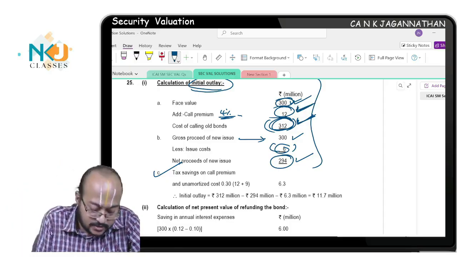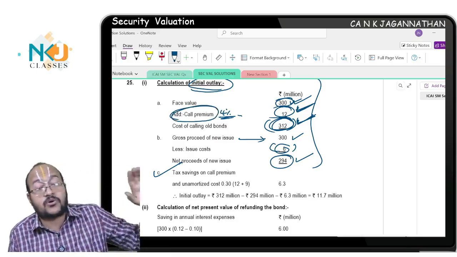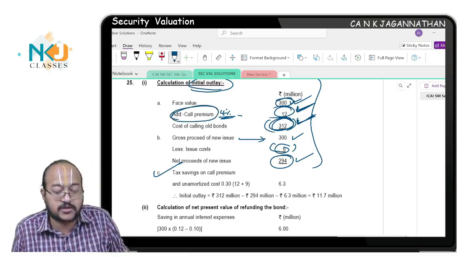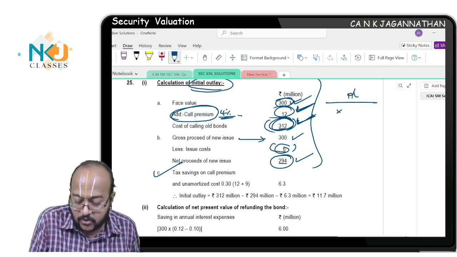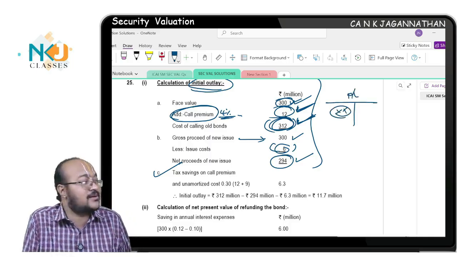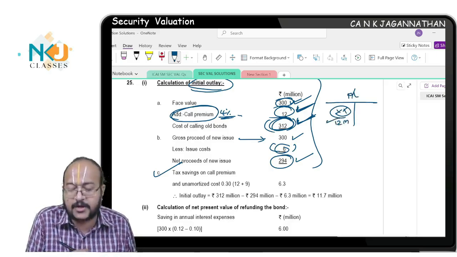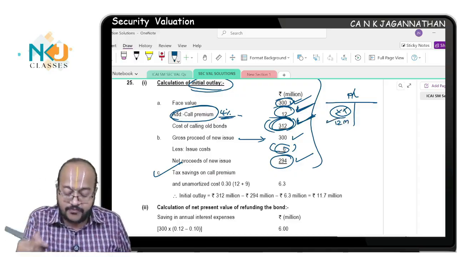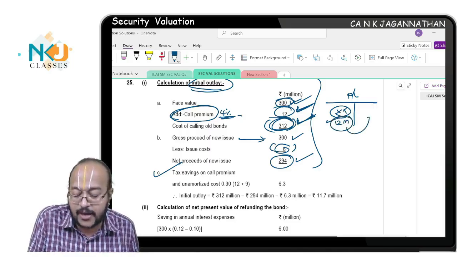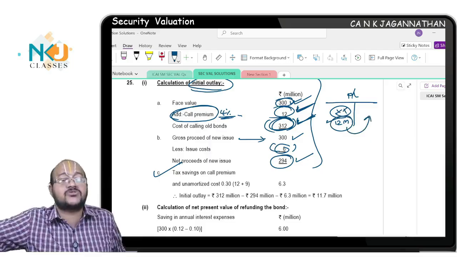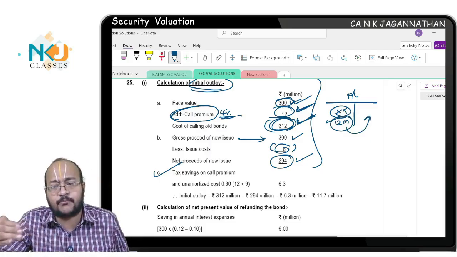Are you all understanding? This call premium is paid for closing out the old bonds. What is the treatment in the P&L? You will debit this expense instantly, the entire 4%, 12 million, in the P&L. If you debit this entire 12 million today, you will have corresponding tax savings on this. Actually speaking, the tax savings will happen at the end of the period.